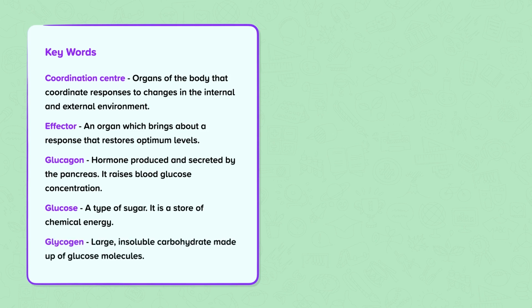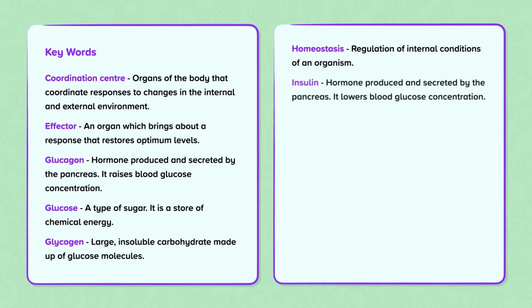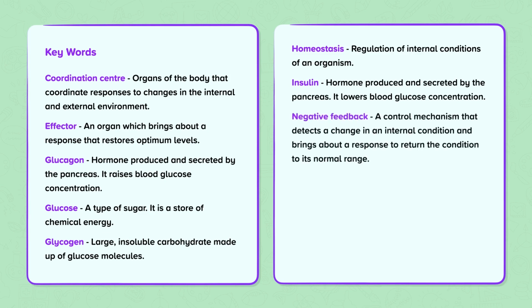Glycogen, large insoluble carbohydrate made up of glucose molecules. Homeostasis, regulation of internal conditions of an organism. Insulin, hormone produced and secreted by the pancreas. It lowers blood glucose concentration. Negative feedback, a control mechanism that detects a change in an internal condition and brings about a response to return the condition to its normal range.